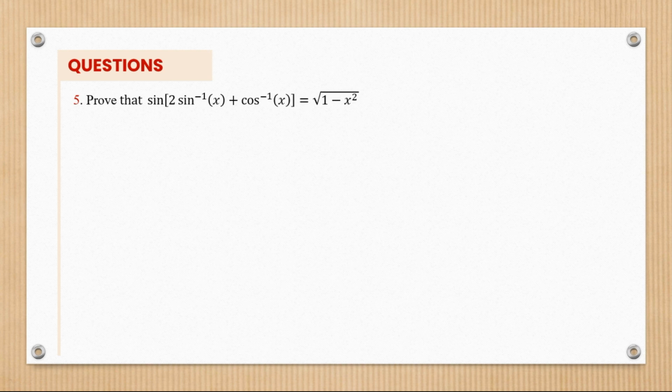Alright, so question number 5, we're being told to prove that sine. So now this is sine, and then there is a bracket. Inside the bracket, we have 2 sine inverse of x plus cos inverse of x. Alright, so this is also an easy one.